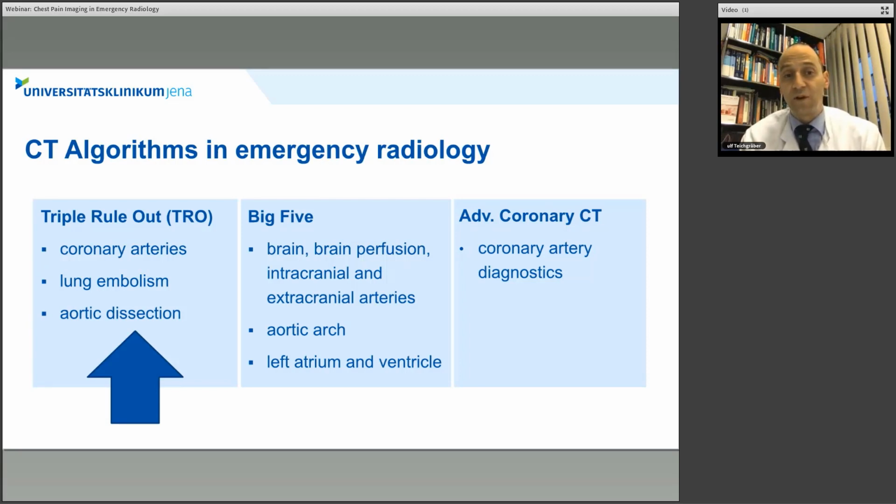And then we have the so-called Big Five algorithm. This is mainly for our stroke management. This means brain perfusion, intracranial and extracranial arteries. Then we also image the aortic arch and the left atrium and ventricle to see where the source of the embolism is. This is a special topic which I will not discuss in this presentation. But what we also established is an advanced coronary CT protocol, where we are looking specifically at coronary artery diagnostics, which I discuss in the following.